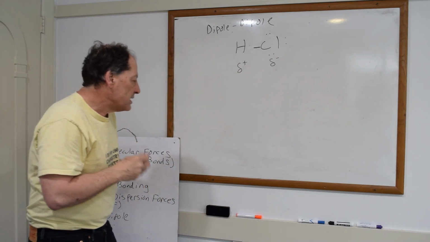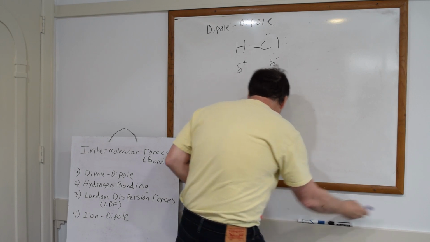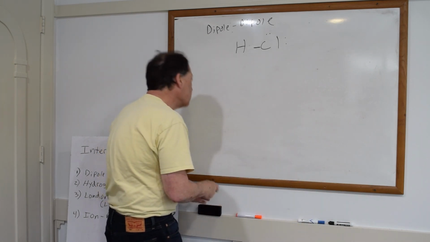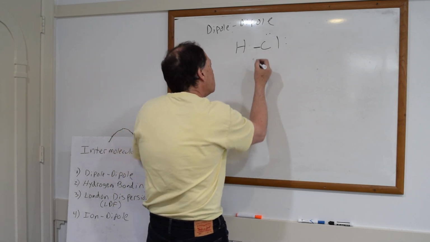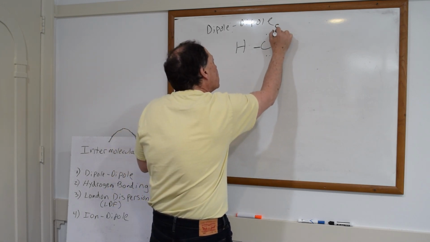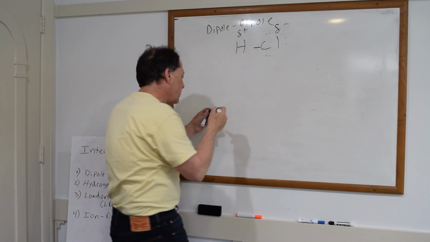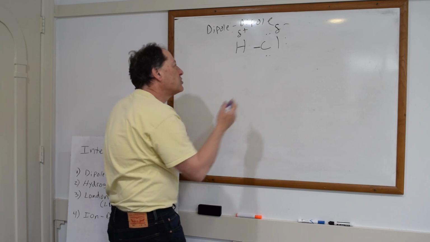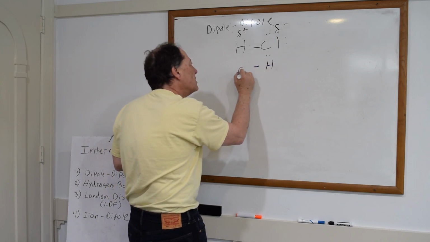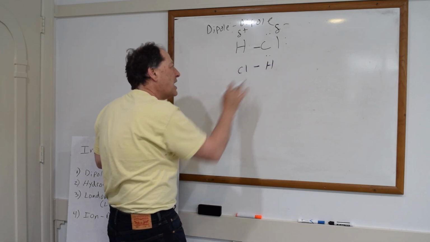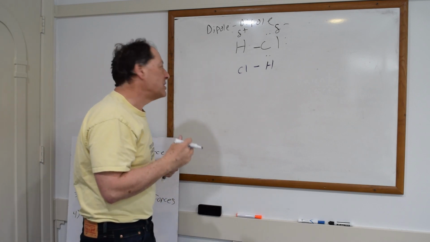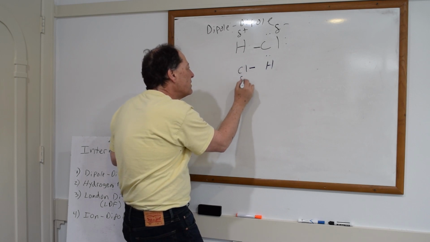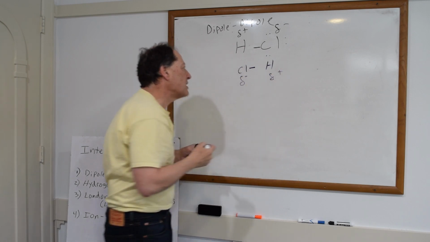Now, I'm going to put this on top, actually, to make it a little easier to see. So this will be slightly negative, slightly positive. I'm going to bring another one of these HCl molecules up close to it, and it's going to orient like this. Why would the chlorine be opposite the hydrogen when they want to attach to each other? Well, remember, this chlorine is going to be slightly negative, and this hydrogen will be slightly positive.